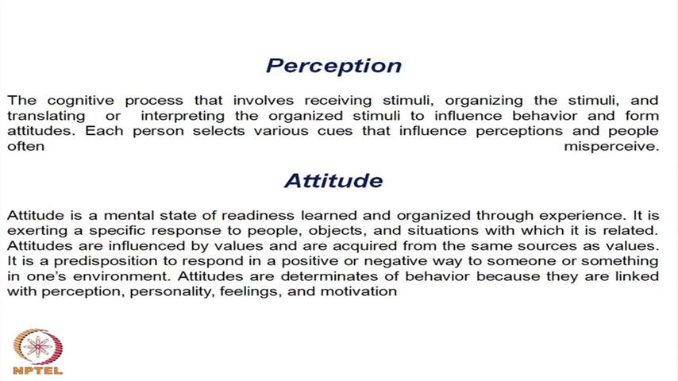Perception is one of the important defining individual difference factors. It tells about how people receive stimuli, organize the stimuli, and translate and interpret the organized stimuli to influence behavior and the forming of attitudes. Each person, based on their abilities, personalities, values, background factors, gender, ethnicity, and cultural diversity, tends to perceive different things and organize things differently. Mainly in the organization and interpretation phase of perception, individual factors play a major role, and these individual differences sometimes help to color perception in different ways for different people.